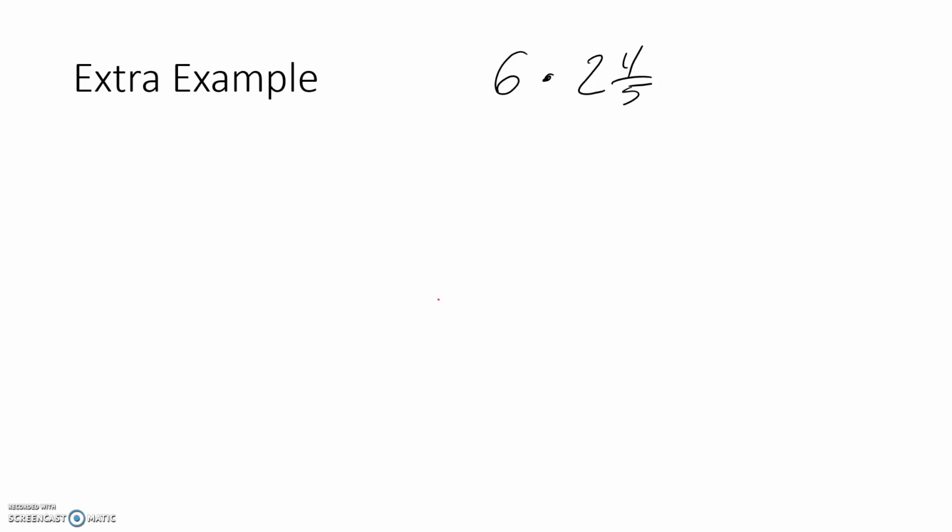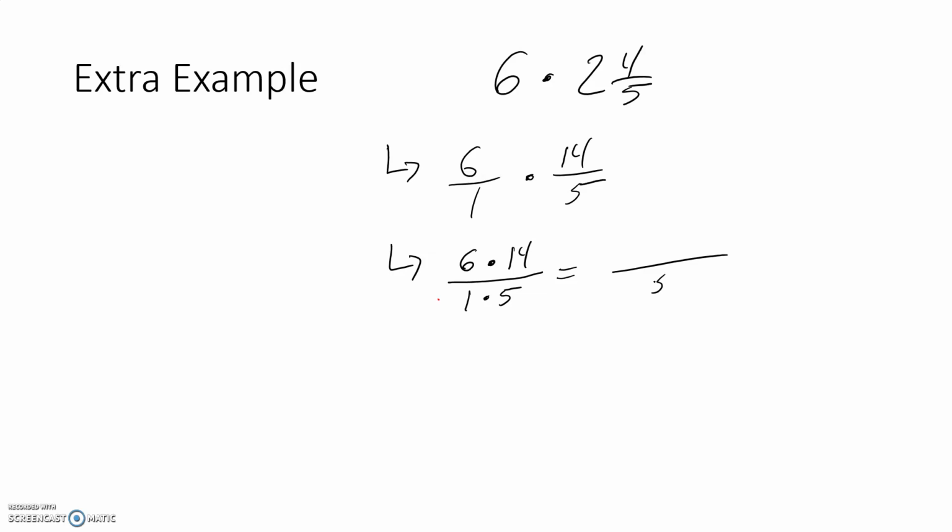All right, so step 1, convert everything to an improper fraction. So I have 6 whole times 14 fifths. Okay. All right, step 2, I'm going to cross cancel if I can, and unfortunately I don't have anything to cross cancel, so I'm going to have to multiply my numerator times my numerator, denominator times my denominator. So 6 times 14 over 1 times 5.